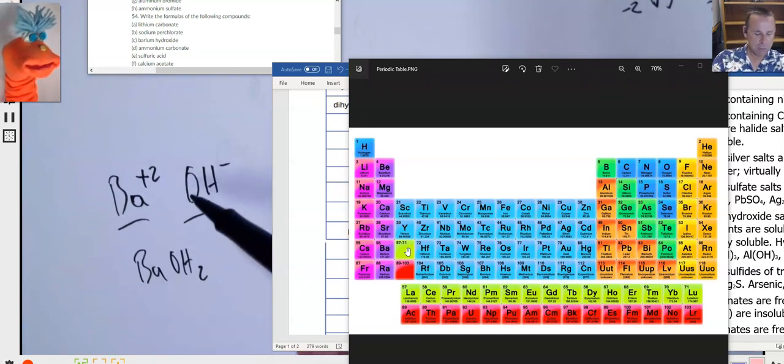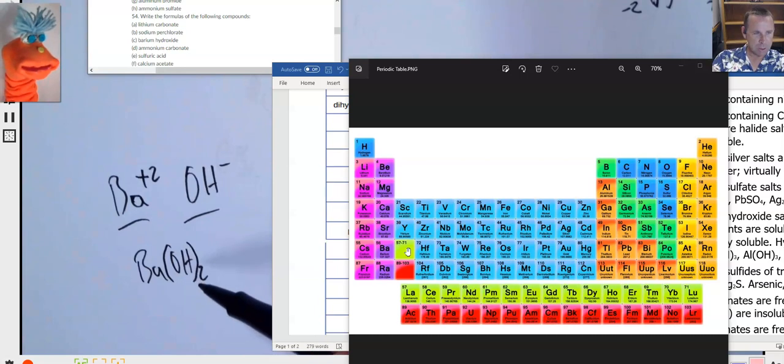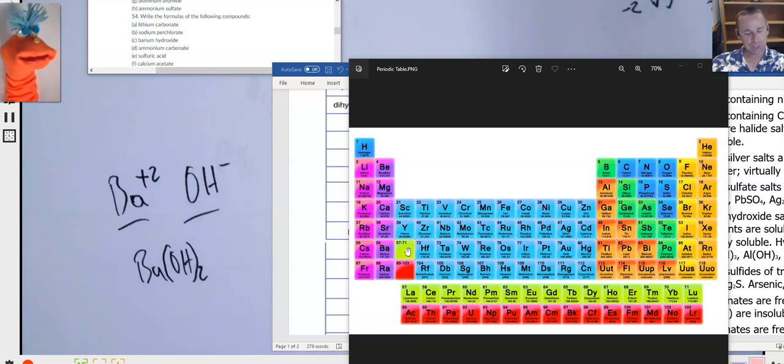All right. We have to make sure we have the parentheses around the hydroxide ion, because this 2, we want to make sure we show that it's this and not oxygen with 2 hydrogens, right? Oh, okay. All right, barium hydroxide.